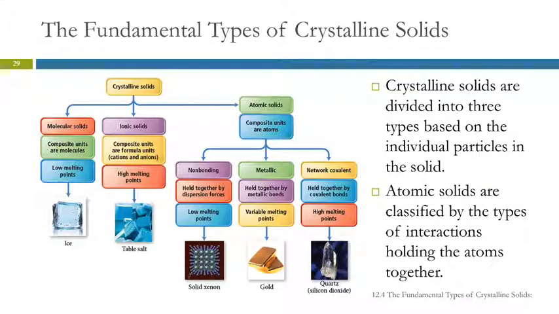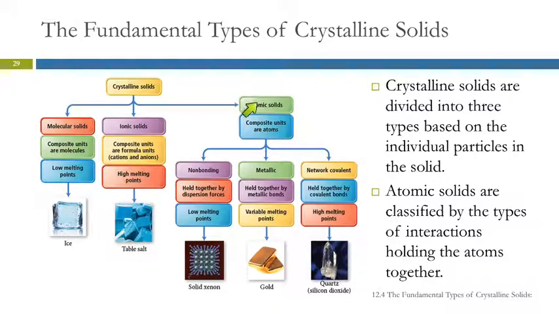Now we're continuing to talk about crystalline solids. Crystalline solids can be divided into three categories based on what the individual particles are. So molecular solids are crystalline solids where the individual pieces are molecules. Ionic solids, the individual parts of the lattice are ions. And then atomic solids are composed of atoms, not molecules or ions.